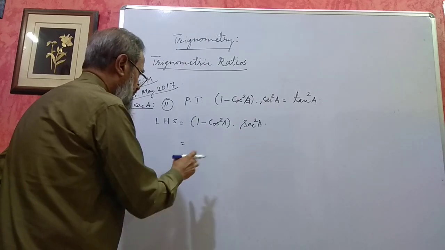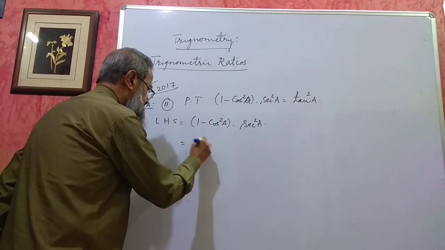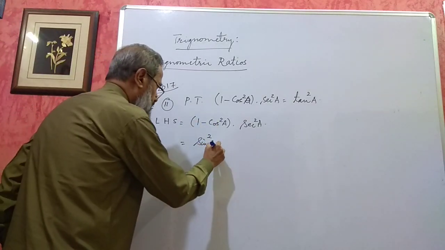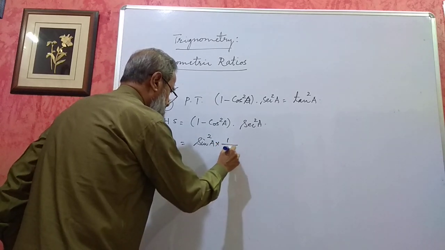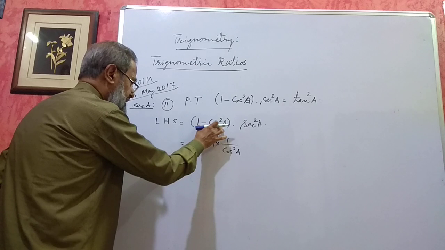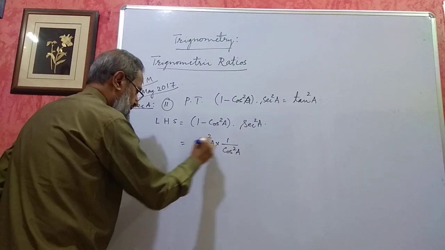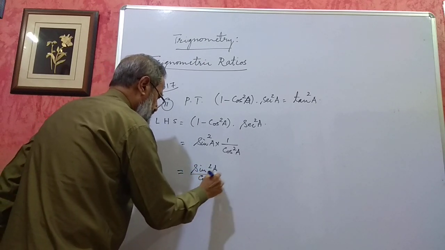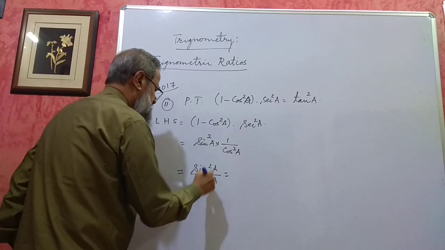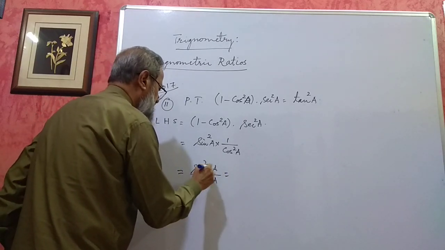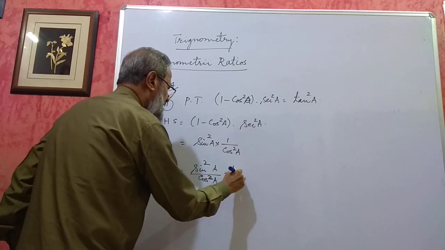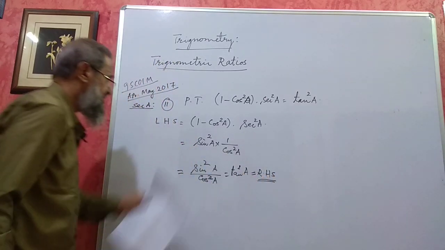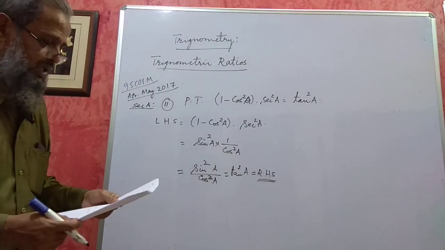Now, 1 minus cos square A can be written as sin square A, into secant square A, which can be written as 1 by cos square A. The product of these two is sin square A by cos square A. We know sin by cos is tan. So sin square A by cos square A is tan square A, which is the right hand side. So that's it. This will fetch you 2 marks. A very simple 2 steps, you get the answer.